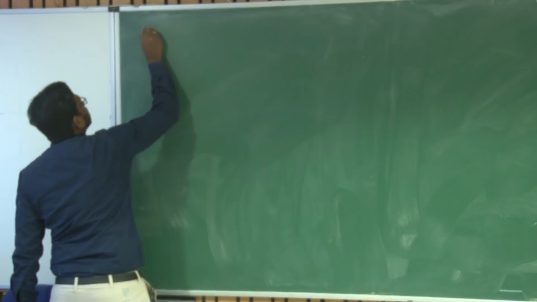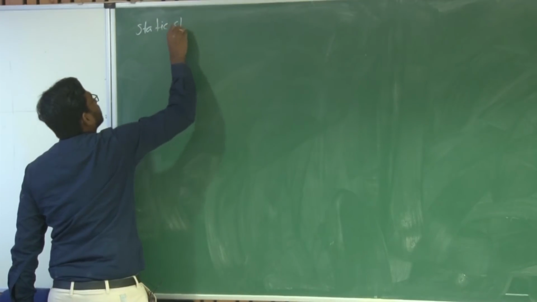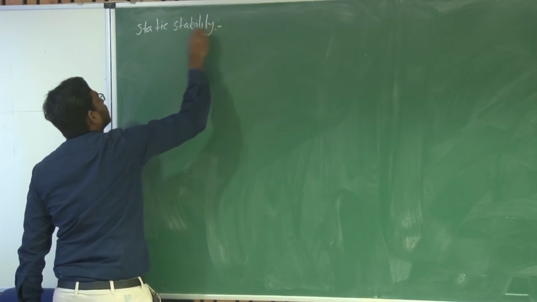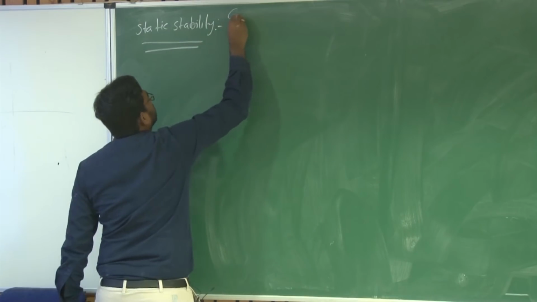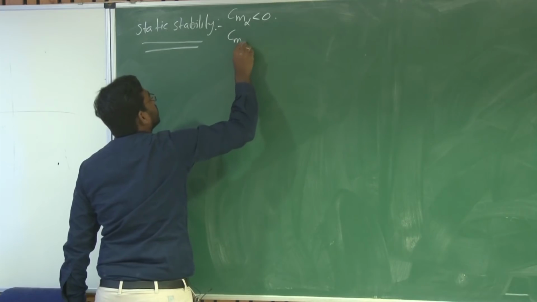What is the criteria for static stability? Static stability: Cm alpha has to be less than 0, Cm naught should be greater than 0.